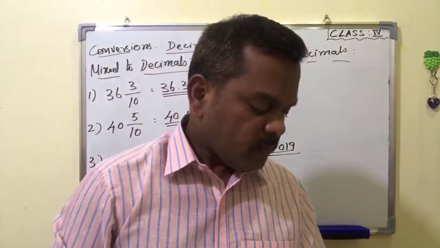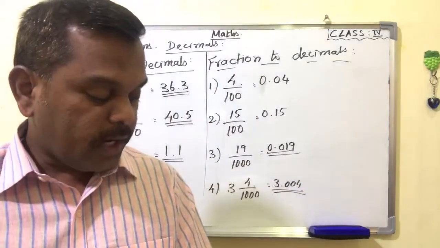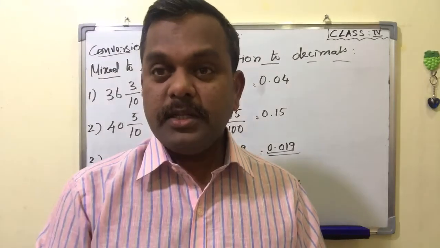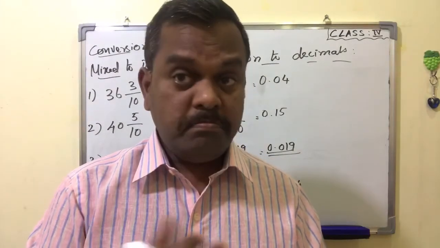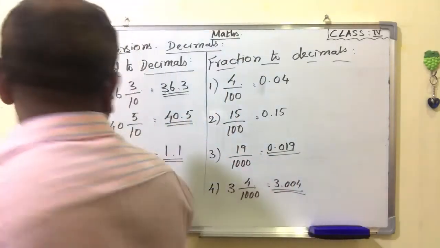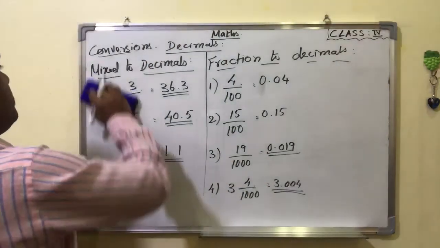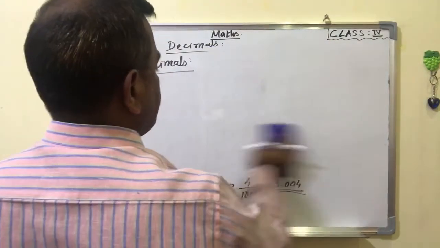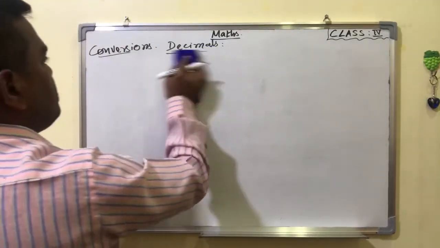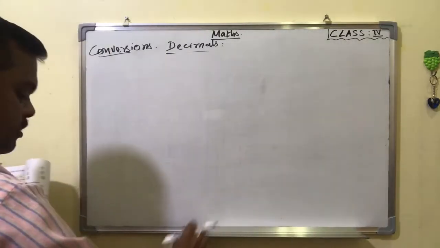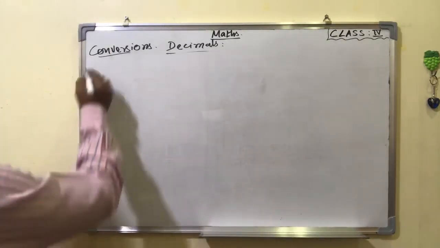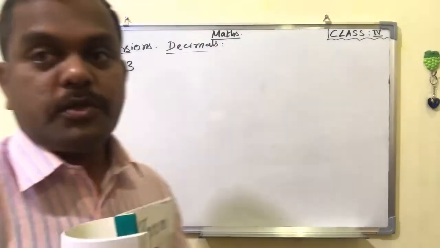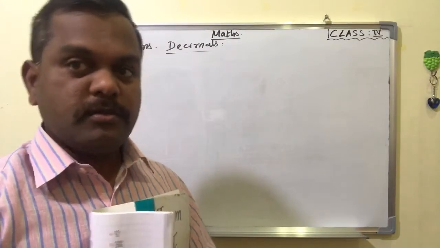Okay. Next, we are going to learn how to write fractions or mixed numbers if decimals are given. If decimals are given, how to write the fraction. For example, 1.13. First question, 1.13. How to write it as a fraction or mixed number.